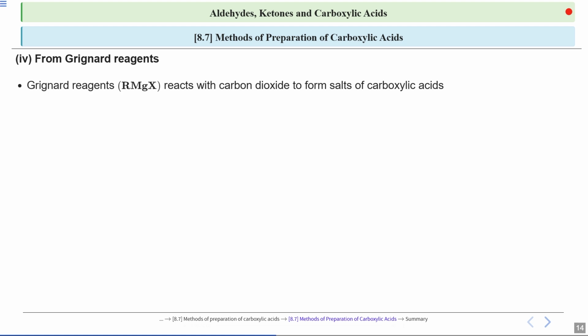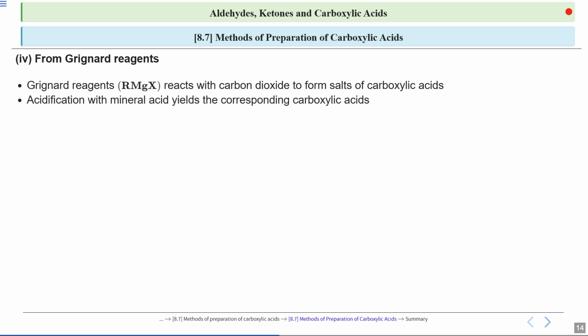Grignard reagents are represented as RMgX. Okay, so X over here is a halide. It can be fluorine, chlorine, bromine, or iodine. So this RMgX reacts with carbon dioxide. The Grignard reagent attacks the carbon of CO2, because the carbon of CO2 is electron poor. So this Grignard reagent attacks the carbon of CO2 and forms a salt of carboxylic acid. One by one we will discuss this mechanism.